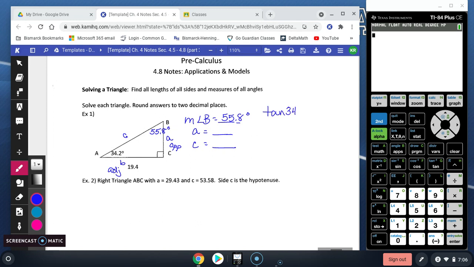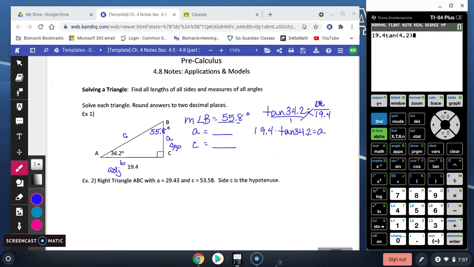of 34.2 equals opposite over adjacent. Okay, so here I can multiply both sides by 19.4, or I can think cross multiply, and that's going to equal side a. So 19.4 times the tangent of 34.2.